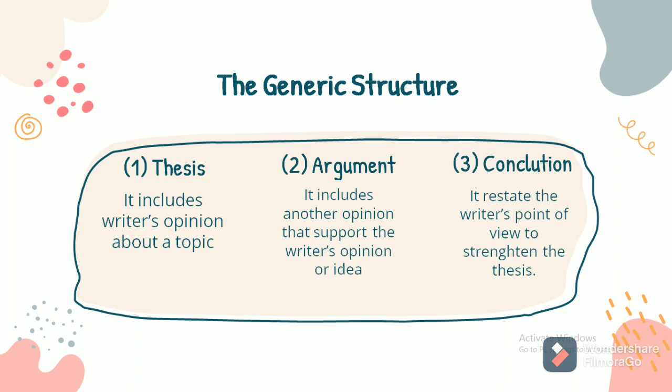Next is argument. Here, argument includes other opinions that support the writer's opinion or idea. The number of arguments may vary, but each argument must be supported by evidence and explanation. The last is conclusion. Here, conclusion is used to restate the writer's point of view to strengthen the thesis. We can use the following phrases to make a conclusion: from the fact above, I personally believe, therefore my conclusion is, in conclusion, and etc.